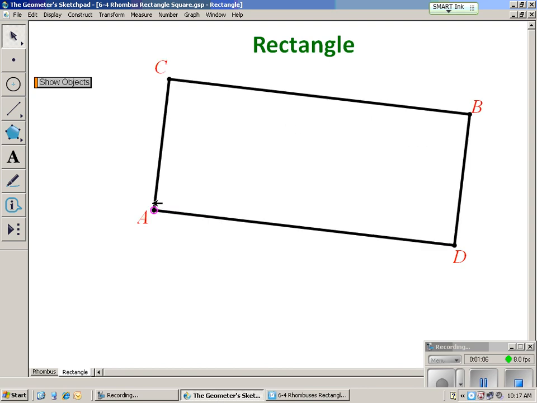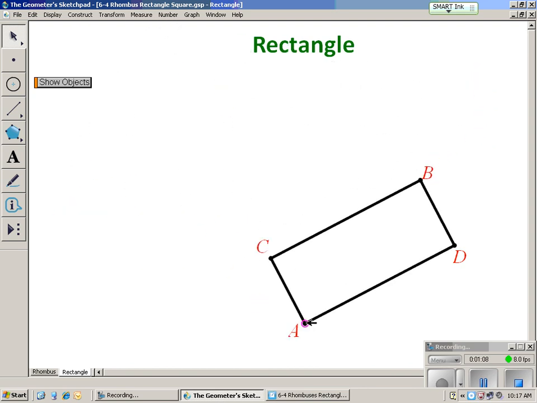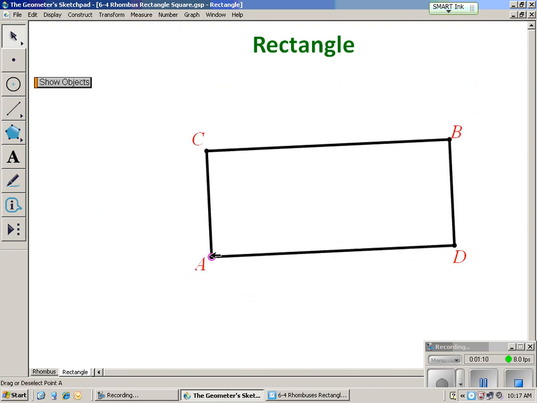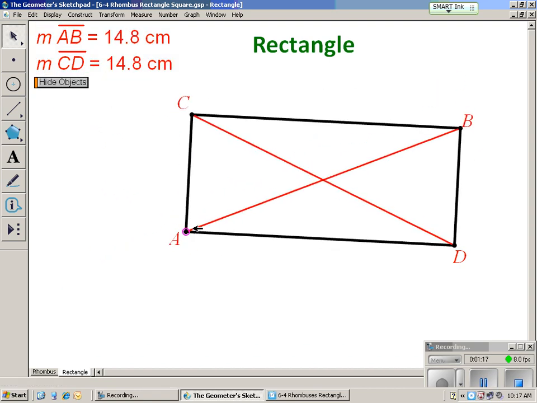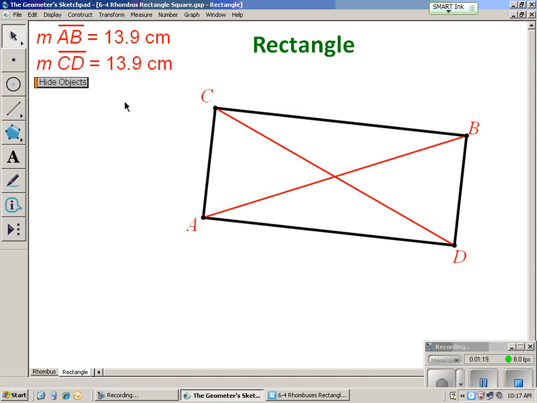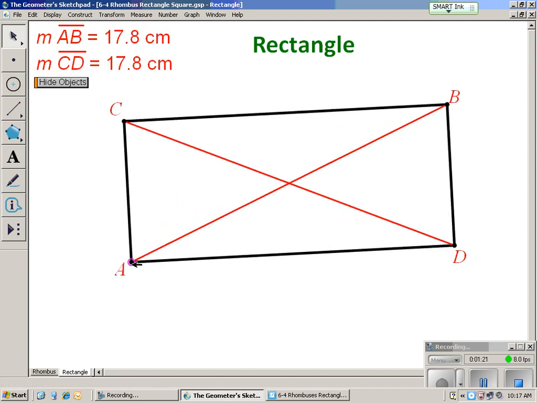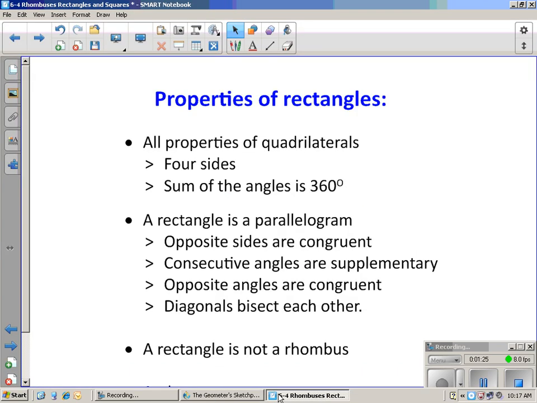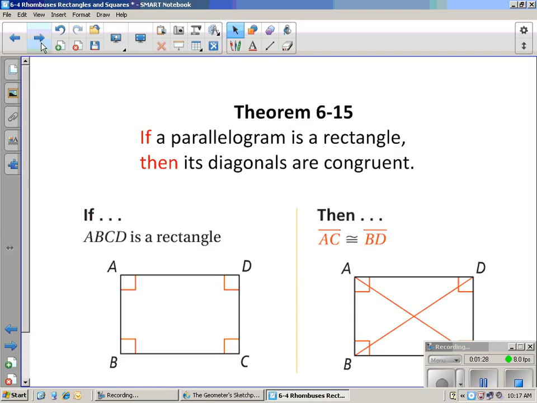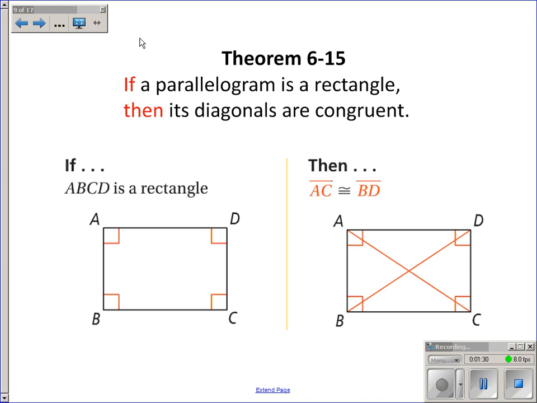Okay, I've constructed here a rectangle, and just like rhombuses, the property has to do with the diagonals. So I've drawn the diagonals, okay, and you'll notice that the diagonals will stay the same length. Okay, and that's the thing you need to know about rectangles, is that if a parallelogram is a rectangle, then the diagonals are congruent.